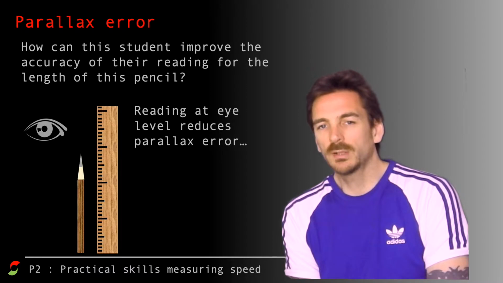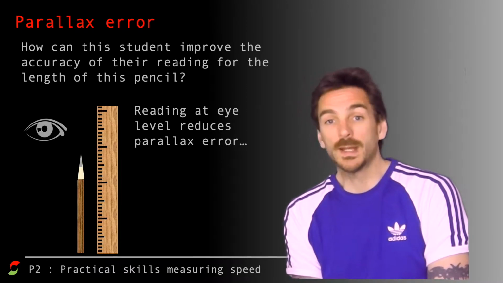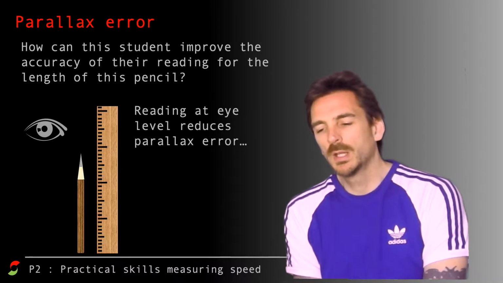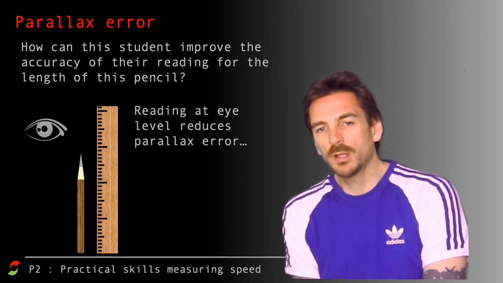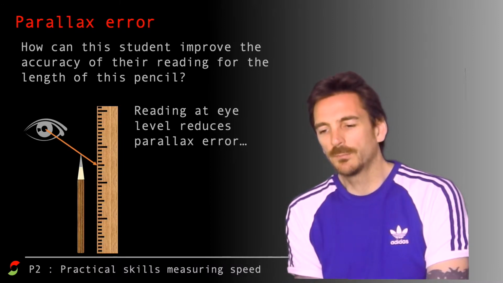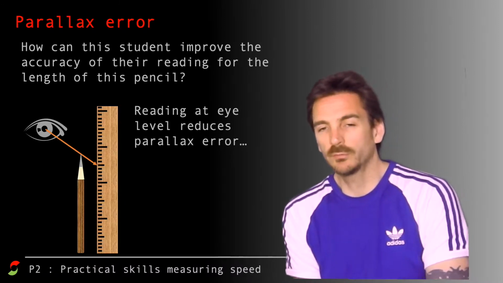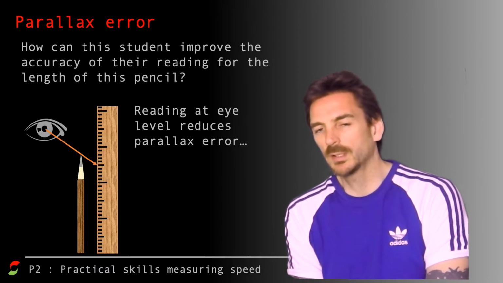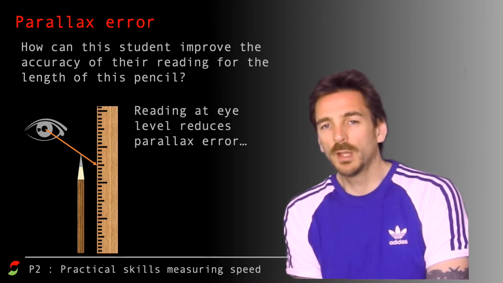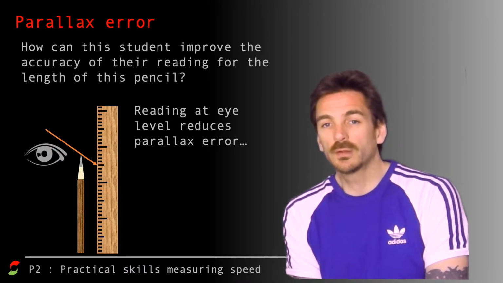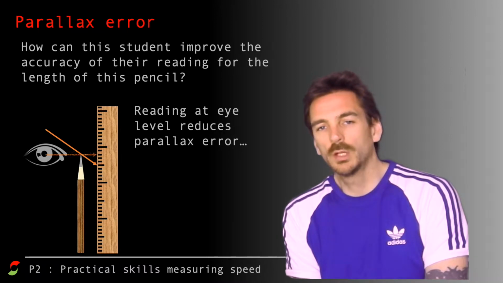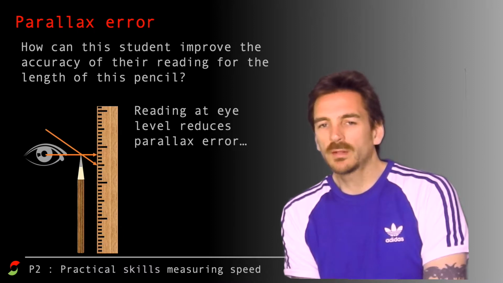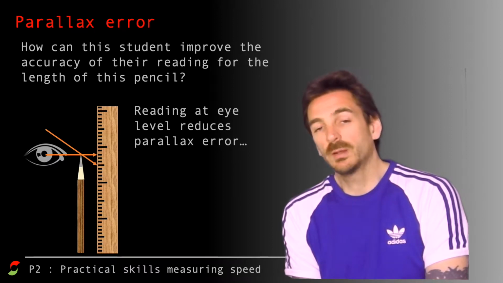So what examiners really want students to say is read at eye level, and that reduces the parallax error, but you might be unsure about what that means. So what that means is at the moment the eye is not at eye level with the pencil, because what it produces is a length that's actually shorter than the true length. It's not an accurate reading at all. So at eye level means the eye has got to move down so that it's level with the top of the pencil, and then it reads across to the scale that way. So that improves the accuracy by reducing parallax error.